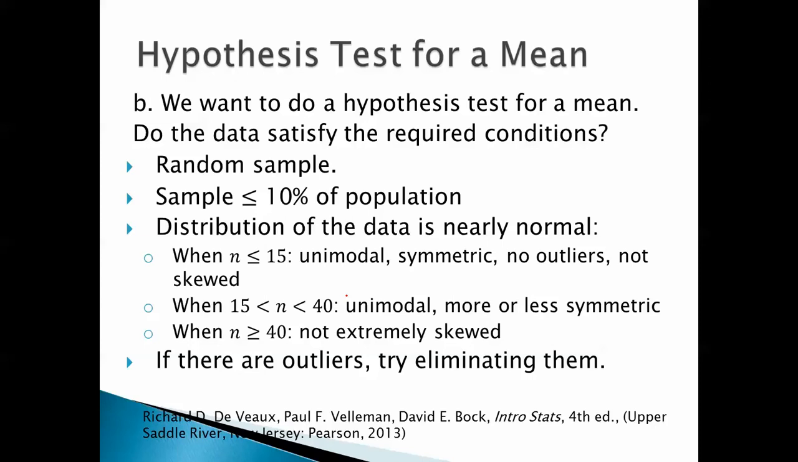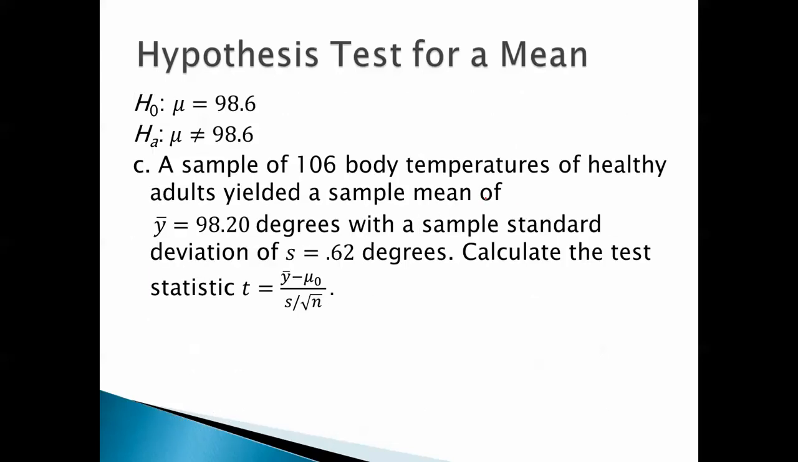The distribution of the data is nearly normal. So when n is less than or equal to 15, it's unimodal and symmetric. There are no outliers and it's not skewed, so maybe again something like this. When n is between 15 and 40, it's unimodal and more or less symmetric. And when n is greater than or equal to 40, it just has to be not extremely skewed. So notice we get less and less picky as n grows larger. And if there are outliers, try eliminating them. If you eliminate them and it improves the model, well, then go ahead and leave those out.